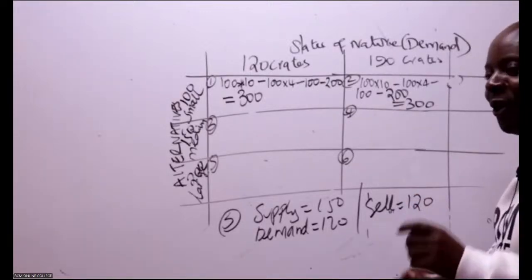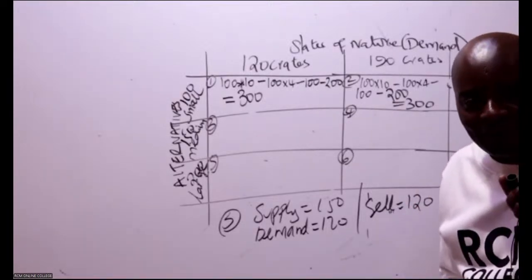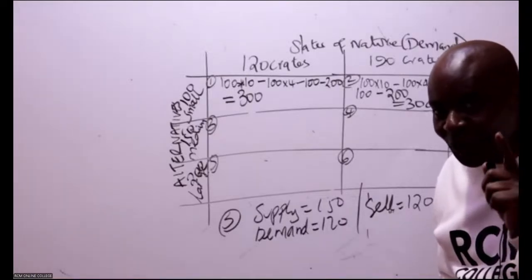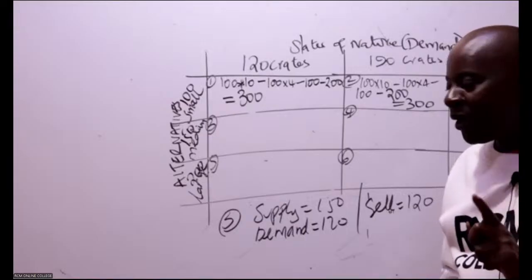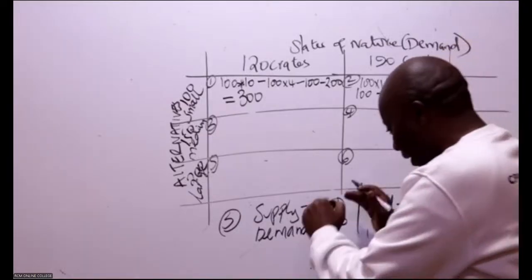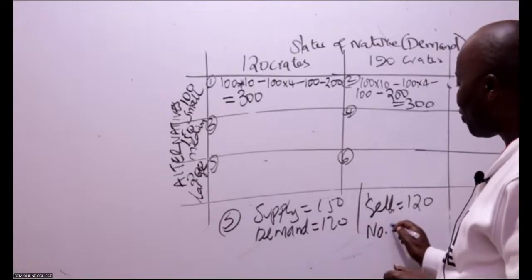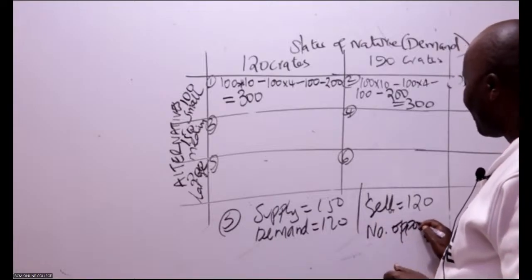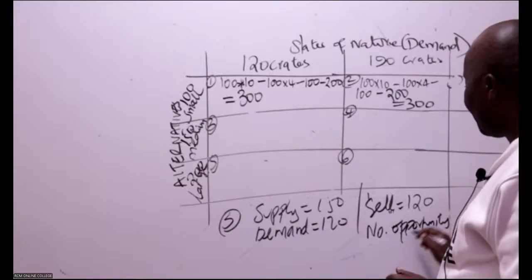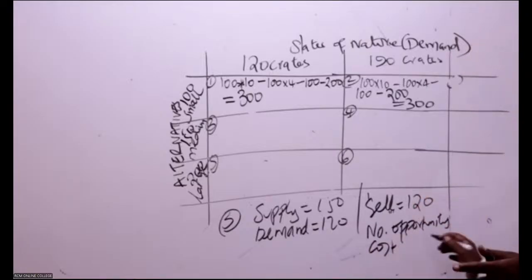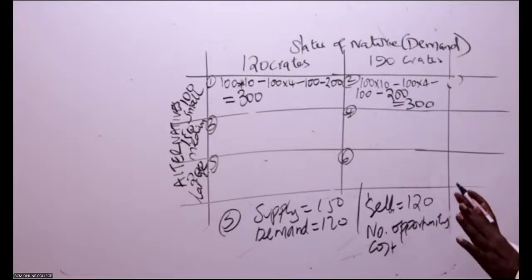Now, am I going to disappoint any customer? No, because in this case, you can see what I've supplied is higher than the demand. So no opportunity cost for customers. No opportunity cost here, because you're not disappointing any customer. You can even write there, we are not disappointing any customer.